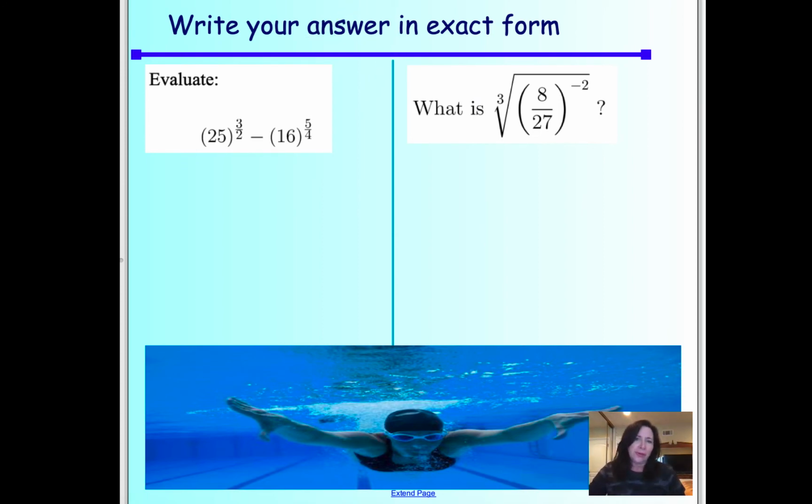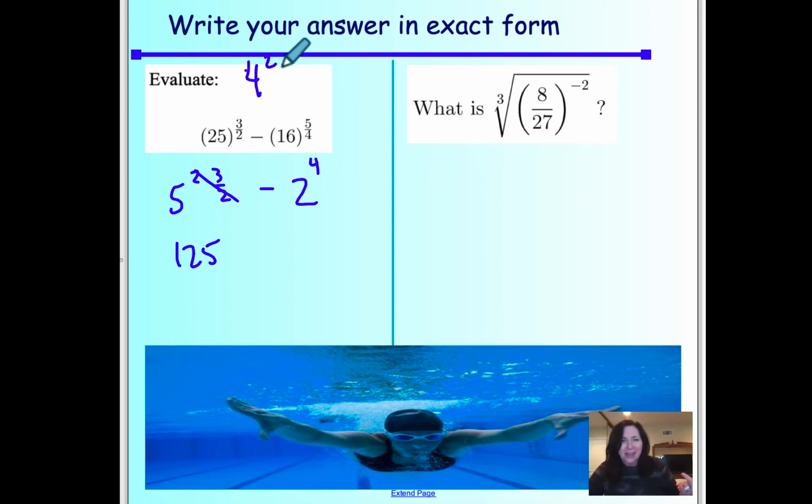Write your answer in exact form. So, you know, for this one, this is just 5 squared. So that's 5 squared to the 3/2 power. 2's cancel. I get 5 to the 3rd, which is 125, minus 16. And I'm looking at this denominator here on the exponents of 4. So, I'm going to make this 2 to the 4th power as opposed to 4 squared. Because 16 is also 4 squared, right? But that doesn't actually lose the value on the denominator, so that's not helpful. So if you lower it as much as you can, it's always best.